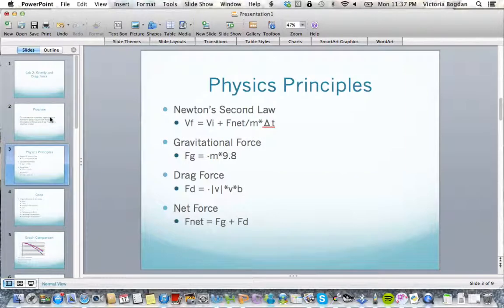The physics principles used in this lab are Newton's second law, which is the final velocity is equal to the initial velocity plus the net force over mass times delta t; the gravitational force, which is negative mg, g being 9.8, the gravitational constant on Earth; drag force, which is negative v squared times b; and the net force is calculated by adding gravitational force and drag force.